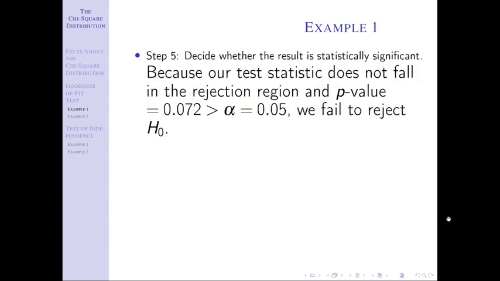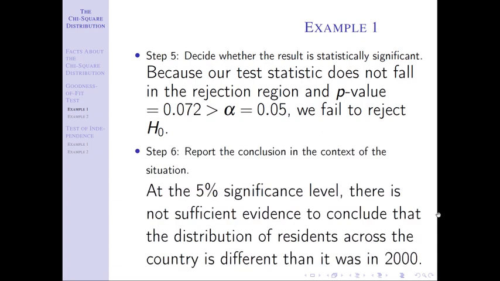Because our test statistic does not fall in the rejection region and our p-value is larger than our alpha, we fail to reject the null. And that means we cannot conclude the alternative. The alternative is that the distribution is different from 2000. So I'm just going to write that out in a little bit nicer words and say that we cannot conclude that the distribution of residents across the country is different than it was in 2000.